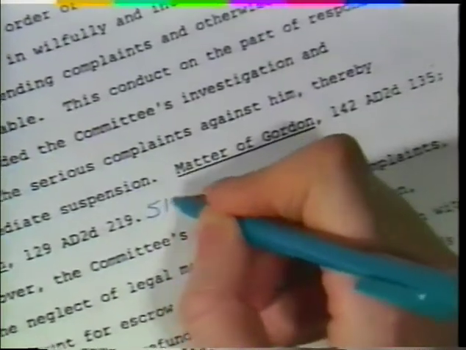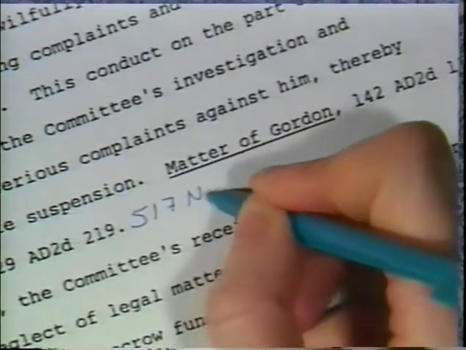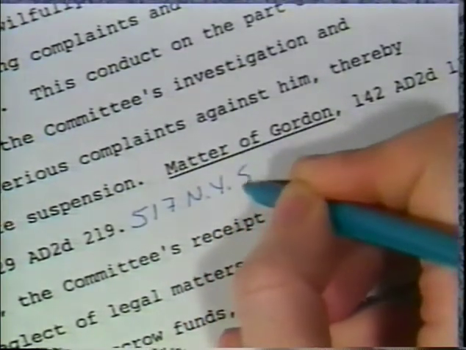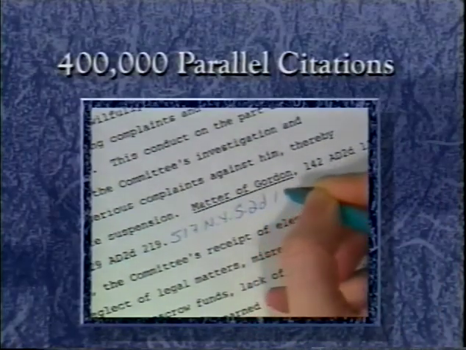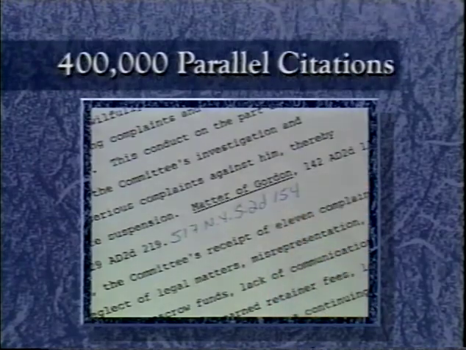In addition, where the same case appears in multiple reporters, West's editorial staff adds parallel citations. Parallel citations enable a researcher to find the referenced case in the reporter that is most readily accessible. Last year, over 400,000 parallel citations were added to the text of the reported cases.